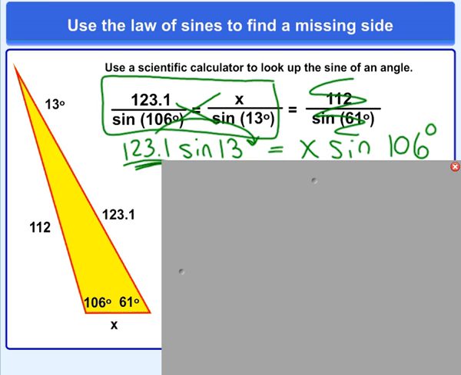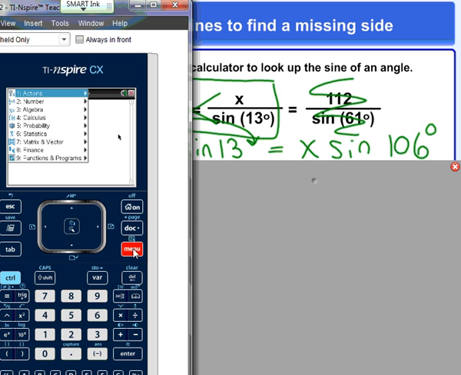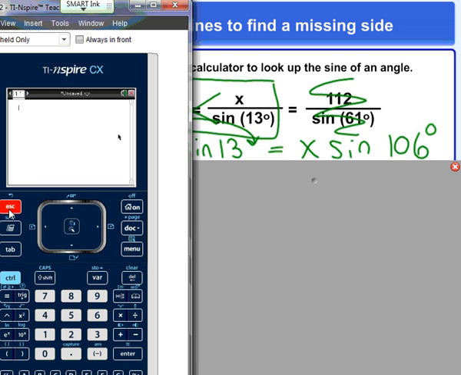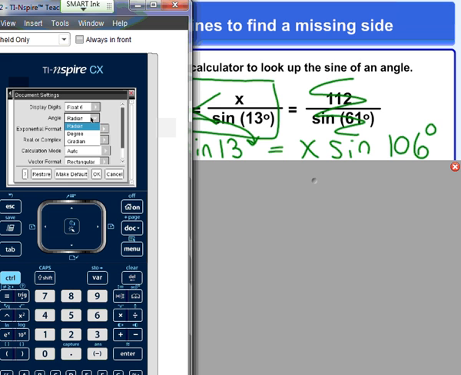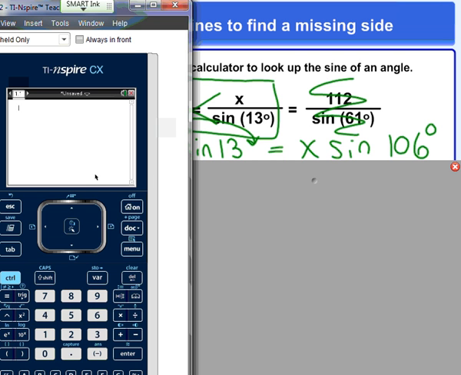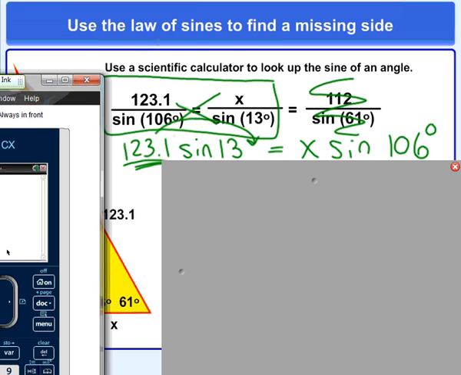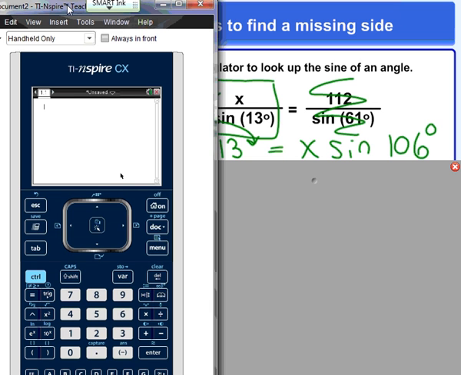So in your calculator then, you can do this multiplication. We just want to make sure that our calculator is in degrees, because we're dealing with degrees, not radians. Okay, and then we'll do, what was it, 123.1 times the sine of 13.